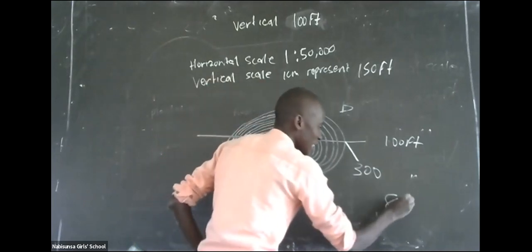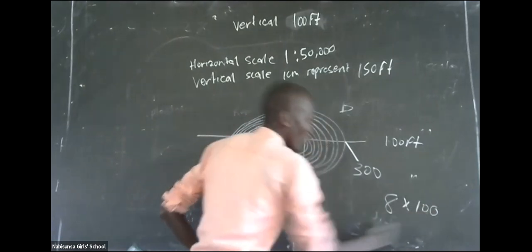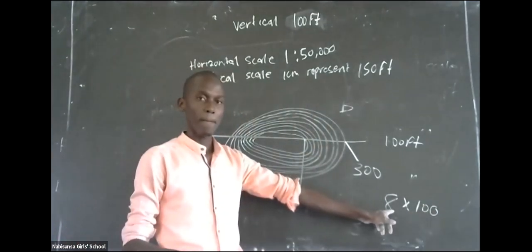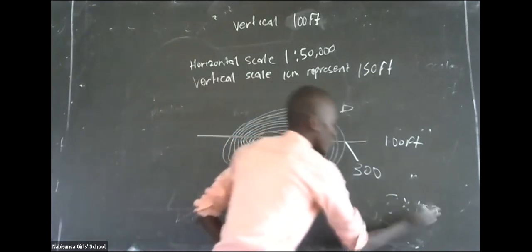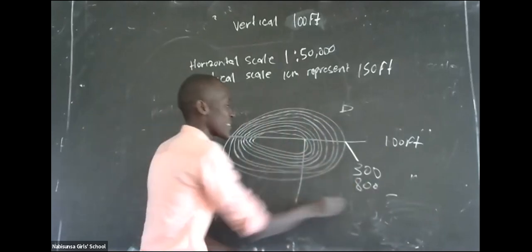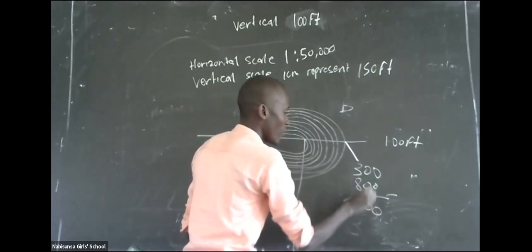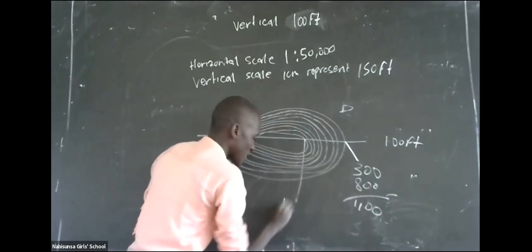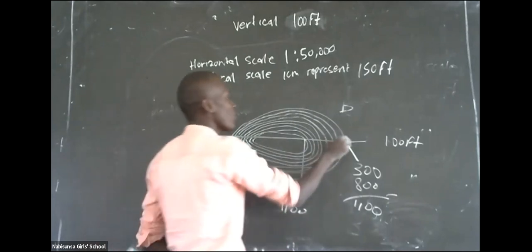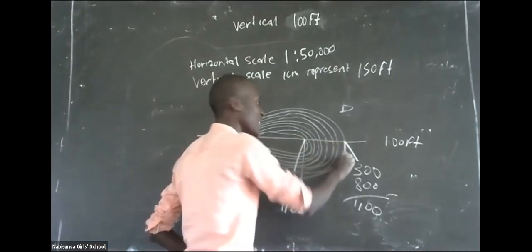So 8 times 100. Each contour is having 100 feet. What do you get? 800. So when you get 800, you just add 800 on this one to get the answer for this one. Automatically this one is going to be 0. So when you are drawing on your paper, you don't need to label these ones. You label this one and this one.